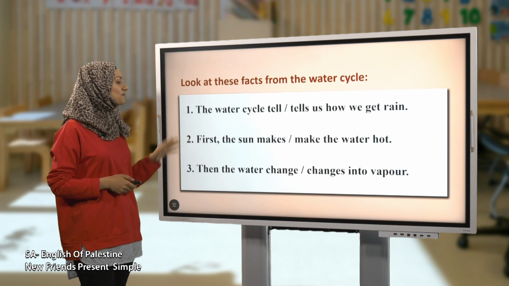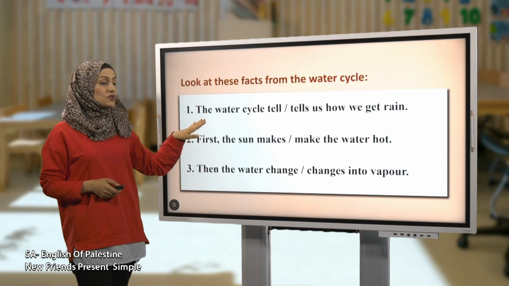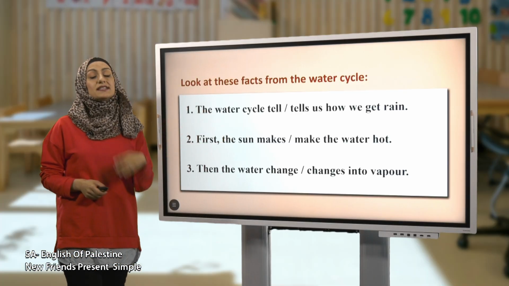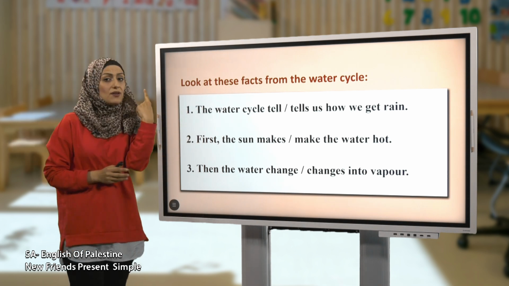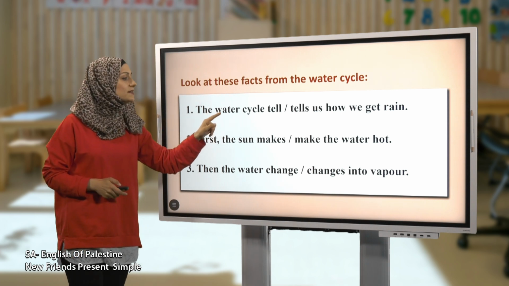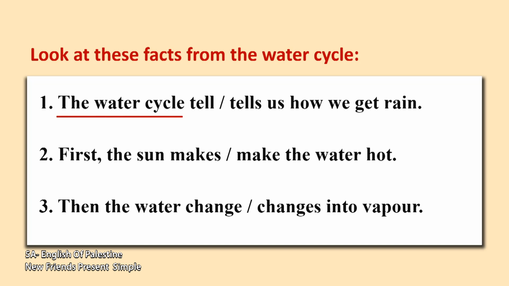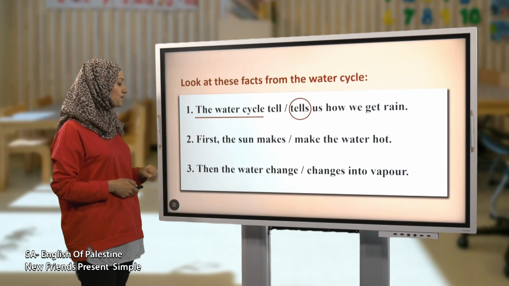Let's start. 1. The water cycle tells us how we get rain. Let's look at the subject, the water cycle. Is it singular or plural? Yes, it's singular. It's cycle. So the water cycle tells us how we get rain. Excellent. Now let's look at the second example.